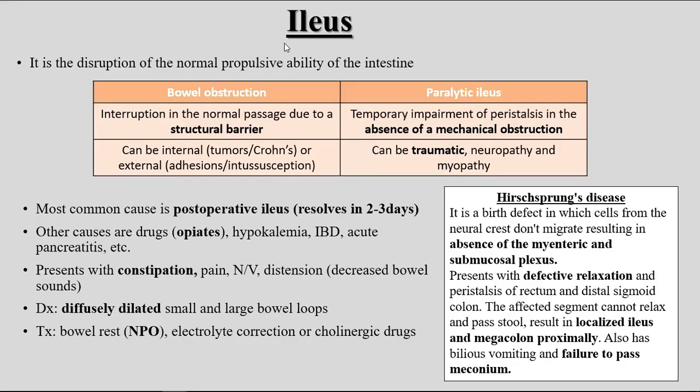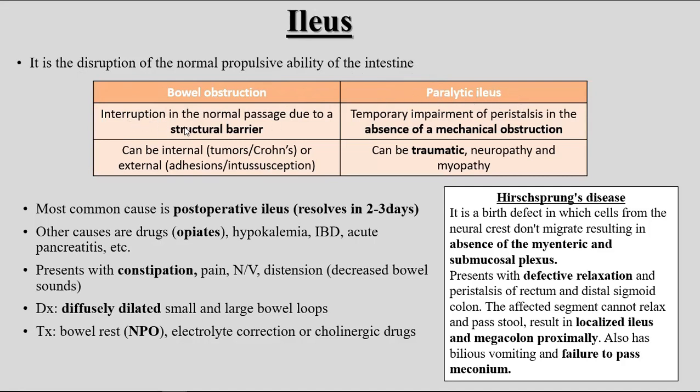The next condition we're going to talk about is ileus. Ileus is any condition where you have disruption of the normal propulsive ability of the intestine. So the normal peristalsis of the intestine is damaged, and this can mainly be because of two reasons. You can either have some kind of bowel obstruction, which is why the peristalsis isn't happening, or it can be a paralytic ileus, wherein it's more of a neurogenic or traumatic issue.